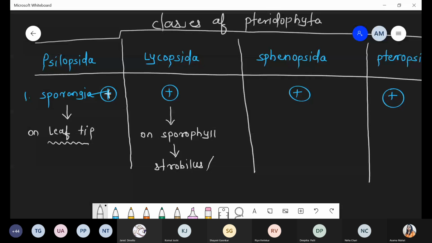Similarly, here we are talking about the same information. Sporangia are present on the sporophyll, and that sporophyll forms a compact structure, simply called the strobilus. So similarly, the same information applies in the case of Sphenopsida.